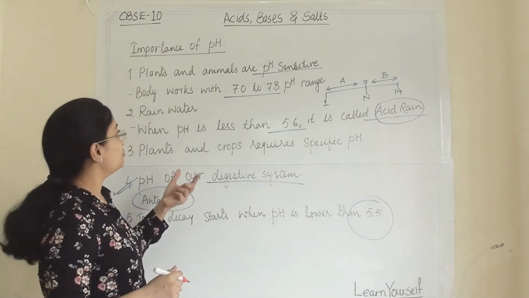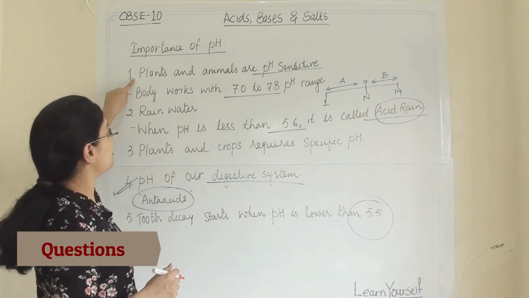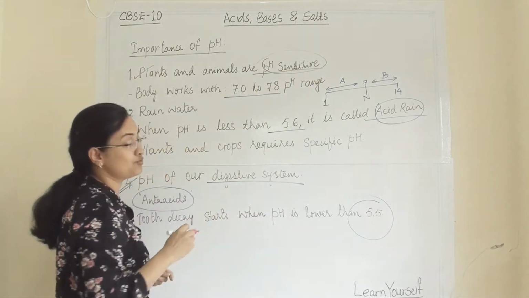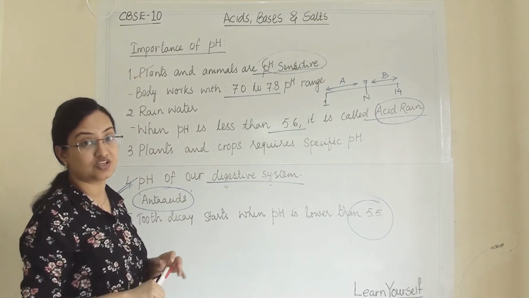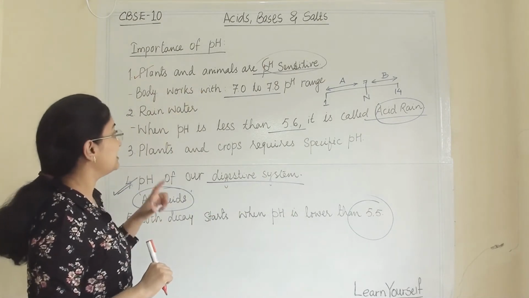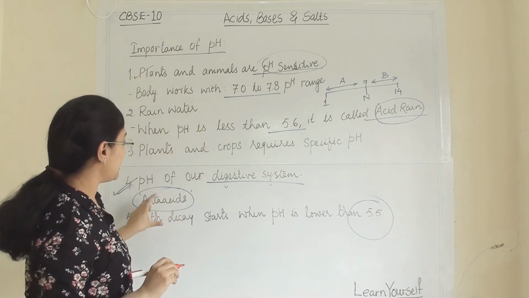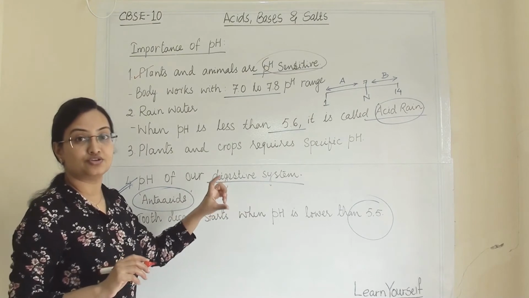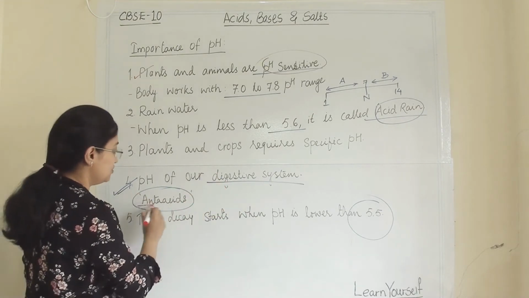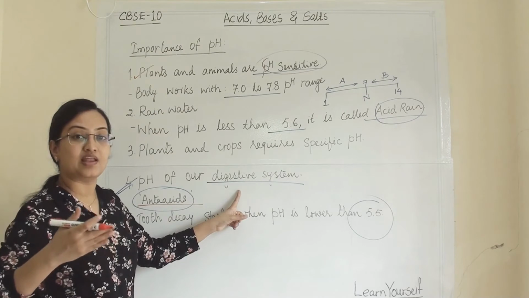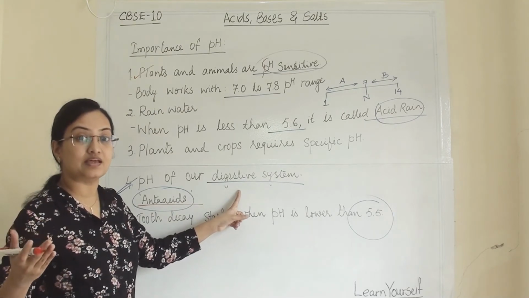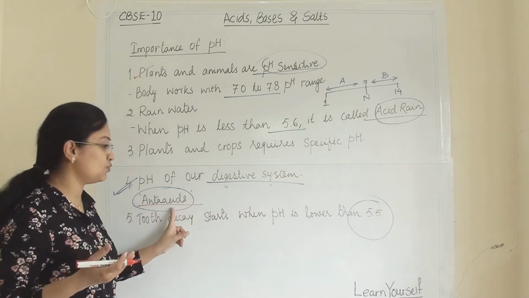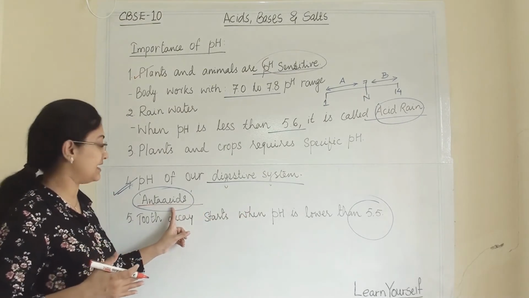So from this you will get questions like, discuss that plants and animals are pH sensitive. So you have to mention the importance of the pH range in plants and animals. Then another question, that we use antacid when we have indigestion or stomach upset. So you have to mention what will happen when there is acidity due to more secretion of hydrochloric acid, and how we are treating it with antacid.